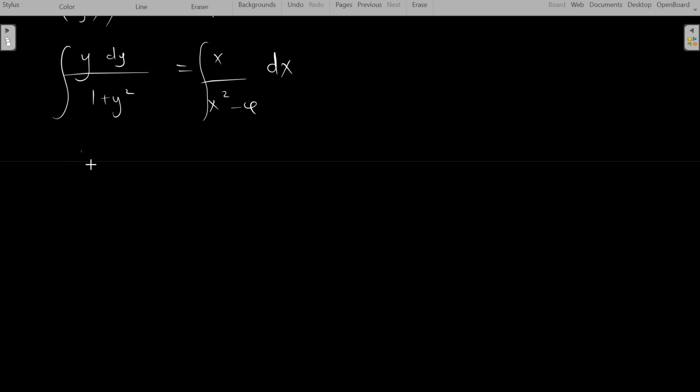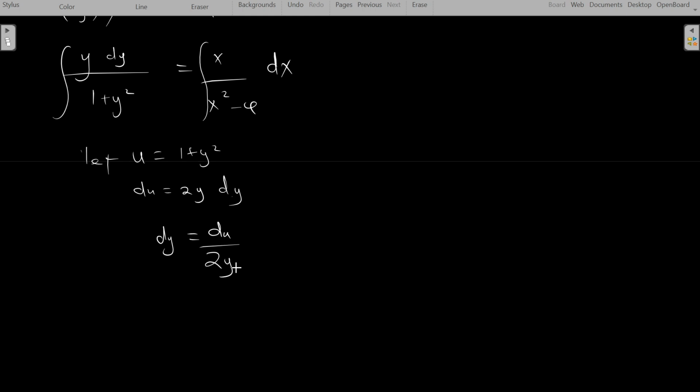Let my u equal 1 plus y squared. Now my du should equal 2y dy, because we have a dy here, it should be dy, not dx. So keep in mind when differentiating, it is with respect to y. Now I'll get my dy alone as du upon 2y.